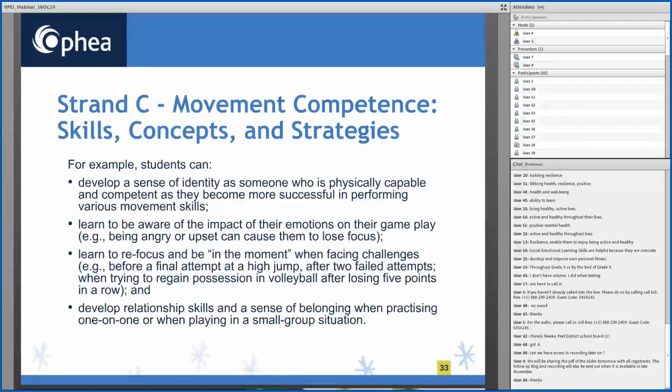So here's an example of what students can do. Here you can see where the social emotional learning skills have been integrated. So developing a sense of identity, learning to be aware of the impact of their emotions, learning to refocus, developing relationship skills. So these are how the integration piece is coming in from the social emotional learning skills into Strand B.